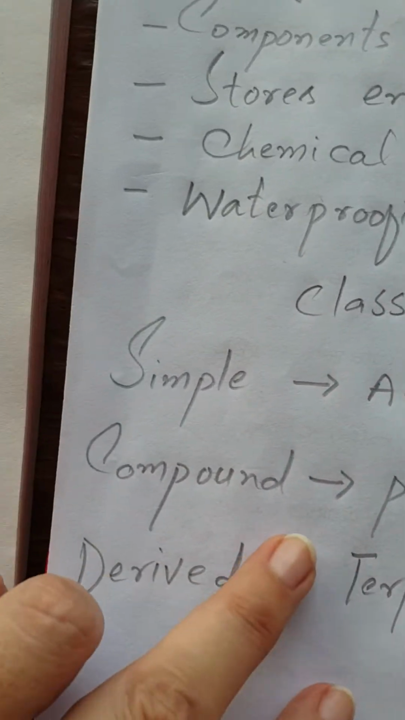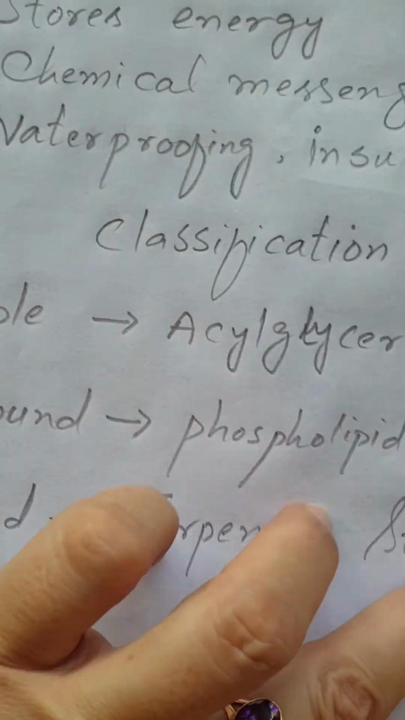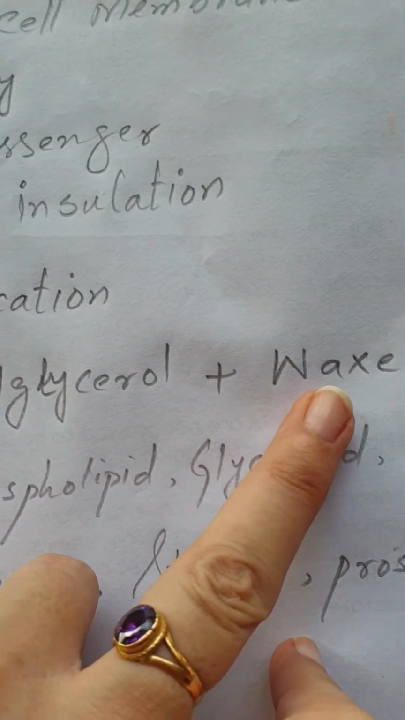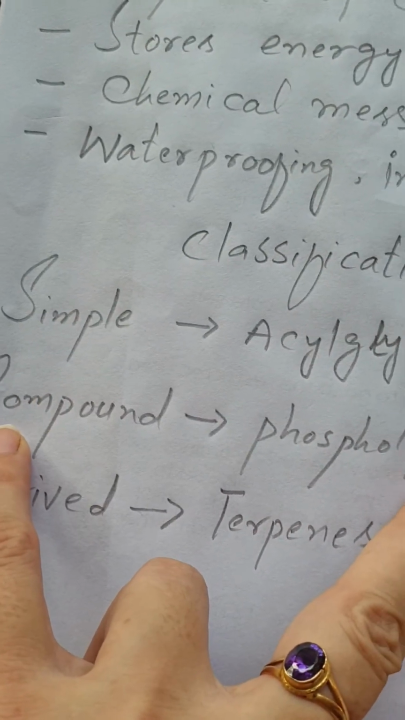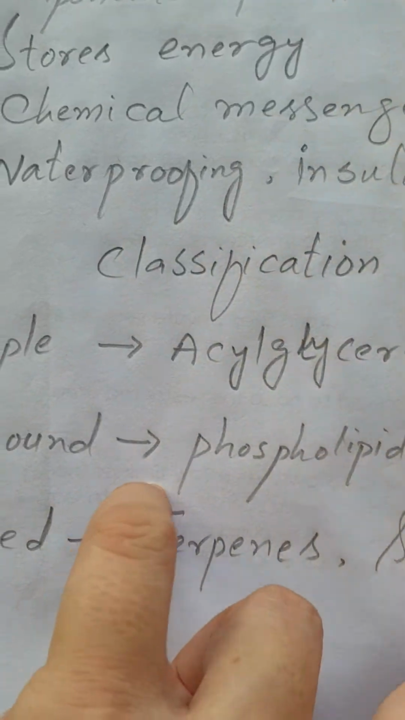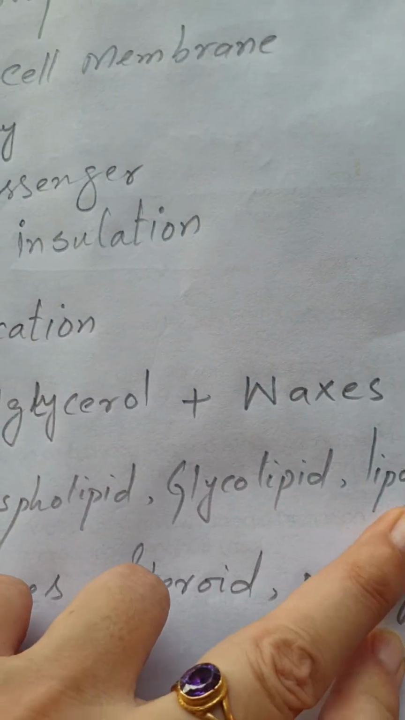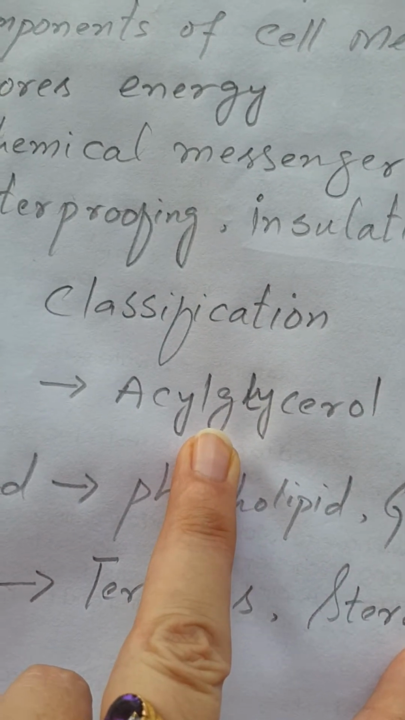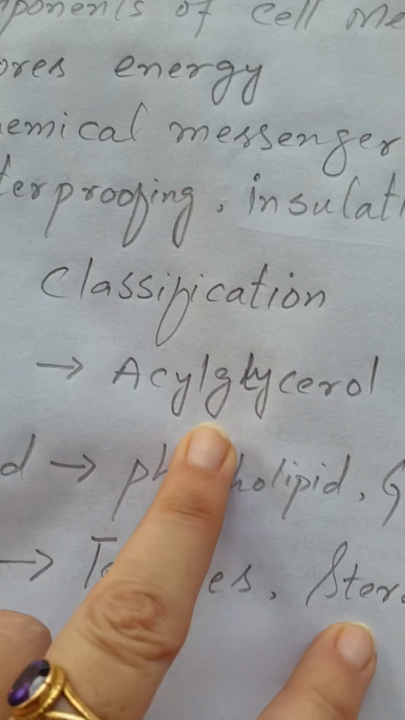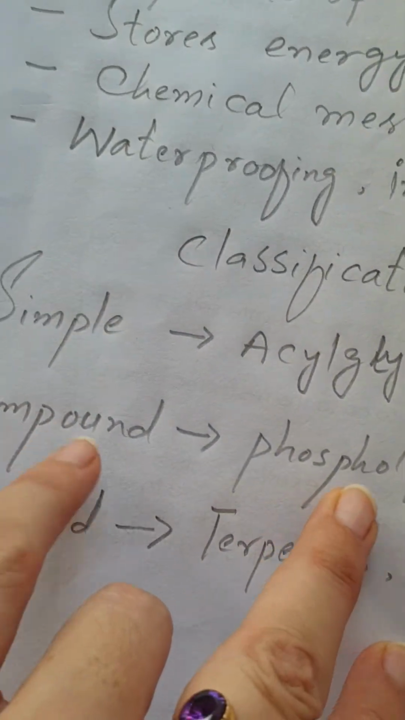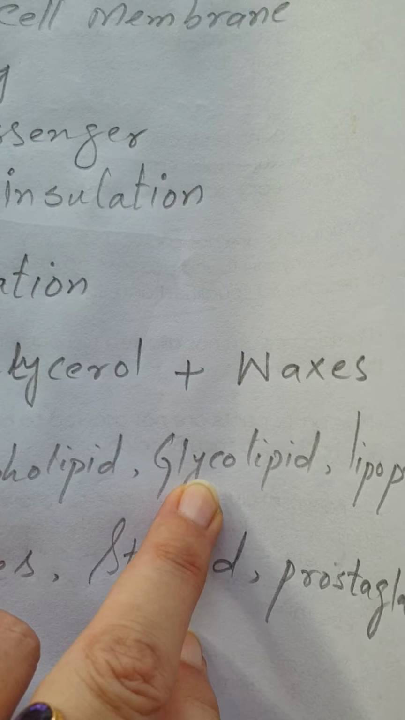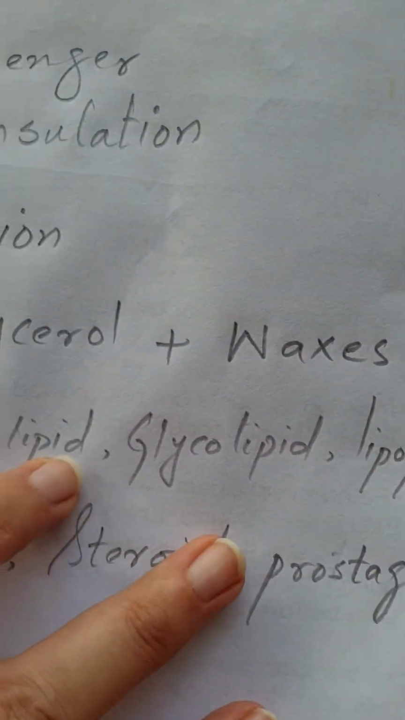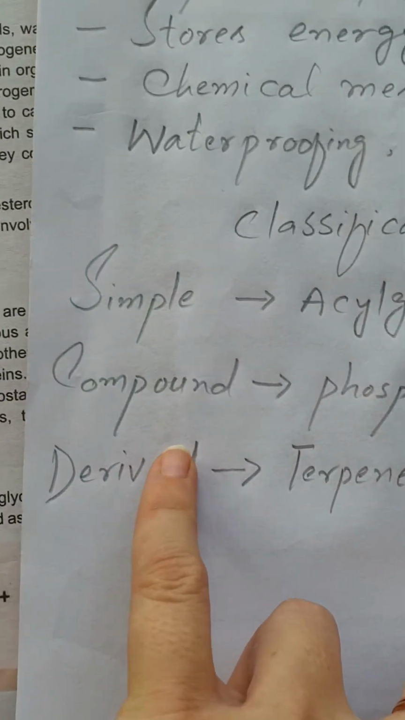Lipids are classified into three categories. The simple lipids, examples of which are acylglycerol and waxes. Compound lipids consist of phospholipids, glycolipids, and lipoproteins. Simple lipids only consist of fatty acids and glycerol, while the compound lipids also consist of a phosphate group, carbohydrate combined with the lipids, and protein combined with the lipids. So that is the main difference between simple and compound lipids.